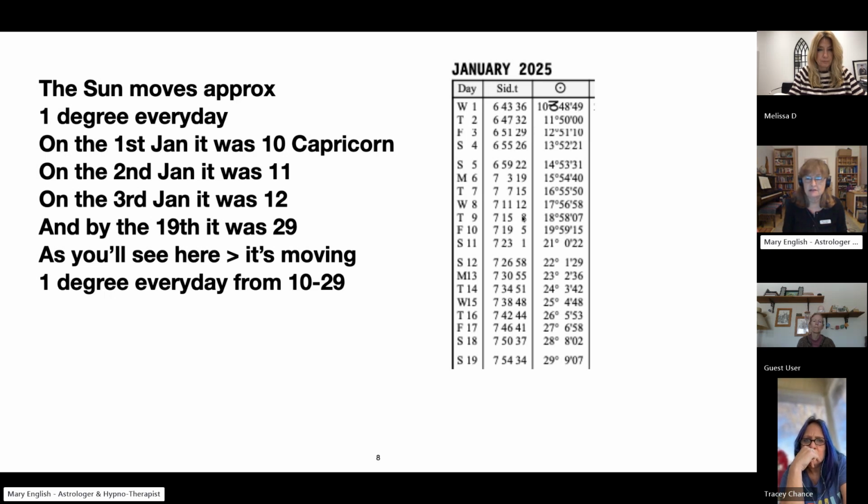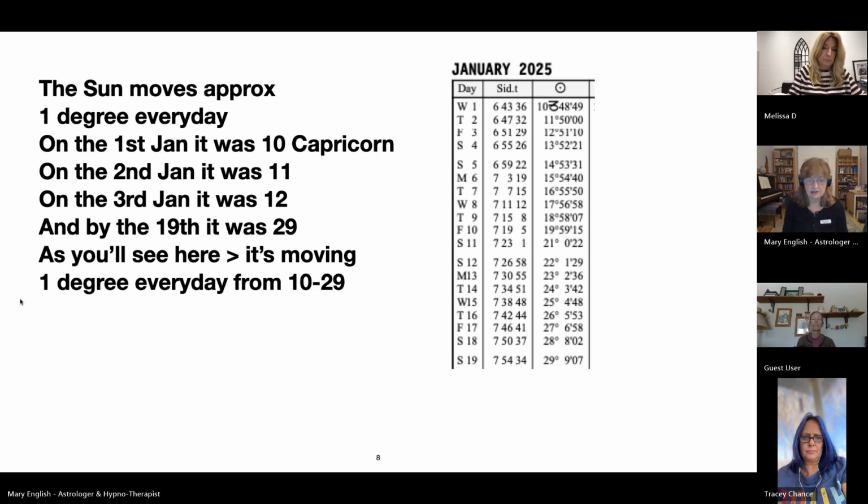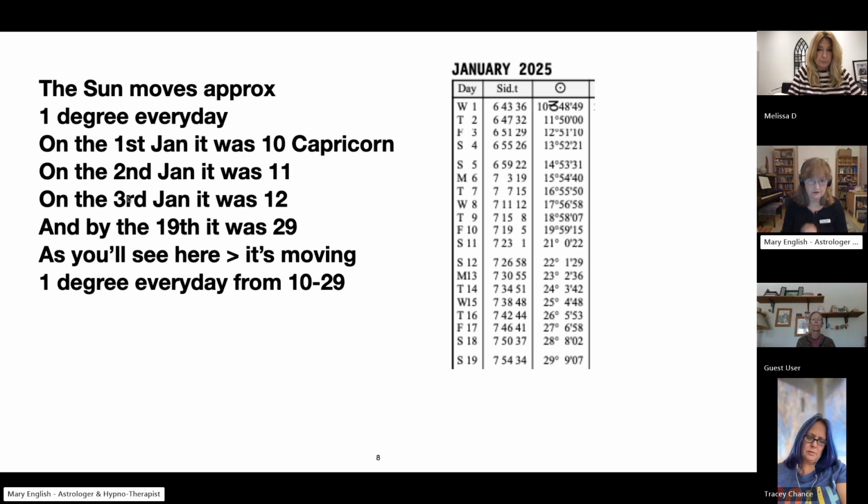So this is this year now, January 2025. On the 1st of January, the sun, that's the symbol for the sun there, in the sign of Capricorn, was 10 degrees, 48 minutes, 49. But just look at the numbers, forget about the minutes and seconds. On the 2nd of January, it was 11. On the 3rd of January, it was 12, and so on until we get to the 19th, and it's going to be 29 degrees. So it's just 1 degree for every day. The sun will shift because eventually it's going to get to 30 and then change sign.